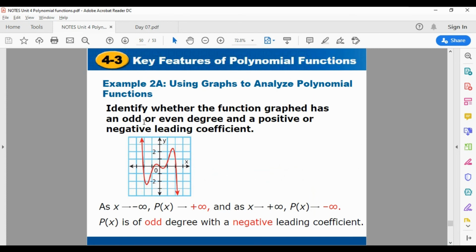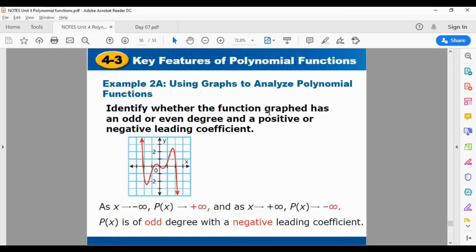And so there's a lot that we can tell about a polynomial function without actually graphing it. I mean, we're going to use graphs to verify what we're doing, but we already have an idea about how things are going to look.